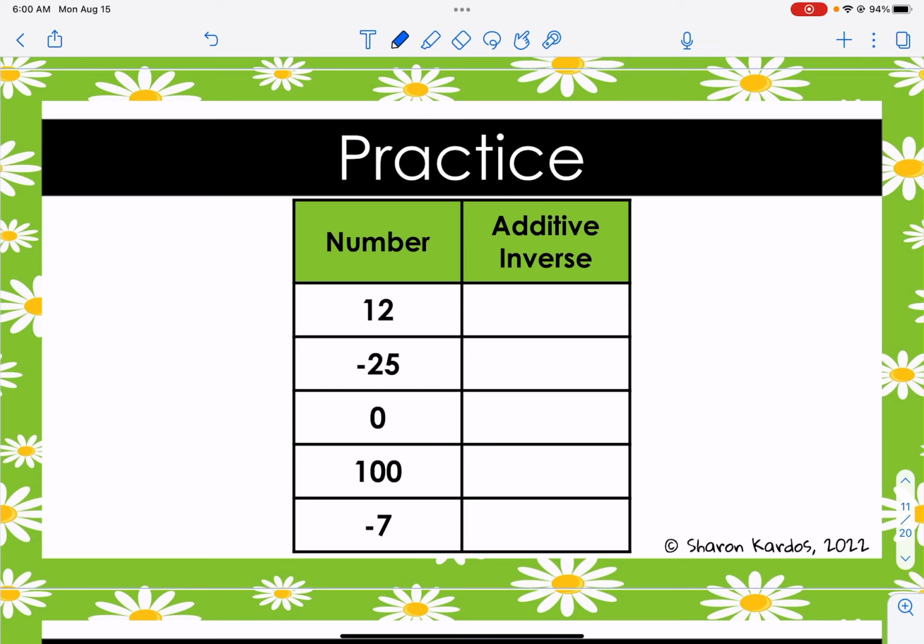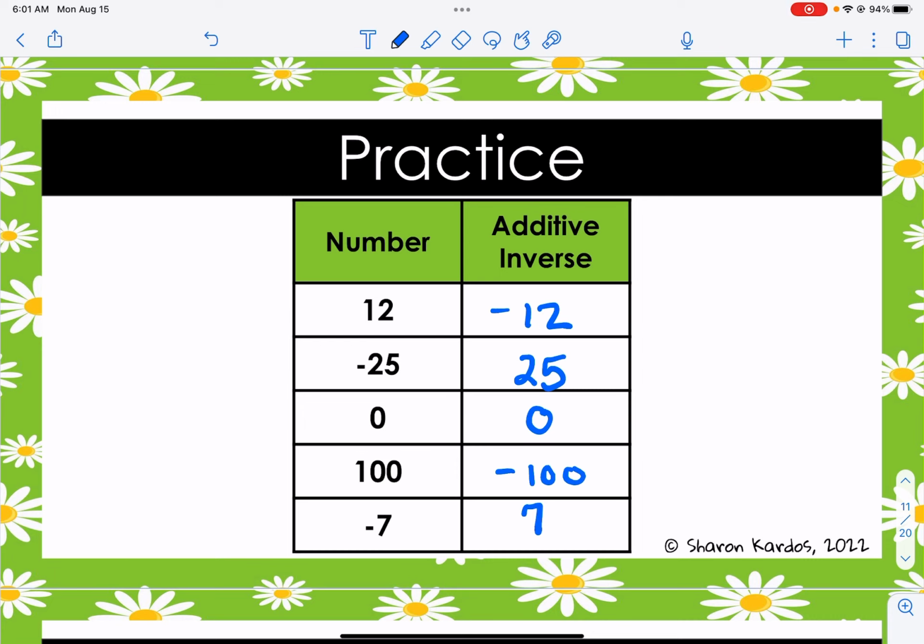All right, if we're given the number 12, the additive inverse would be negative 12. If we're given the number negative 25, the additive inverse would be positive 25. And remember, we don't really write the plus sign in the front, but you could. We just talked about the next one. The additive inverse of 0 would just be 0. The additive inverse of 100 would be negative 100. And the additive inverse of negative 7 would be positive 7.